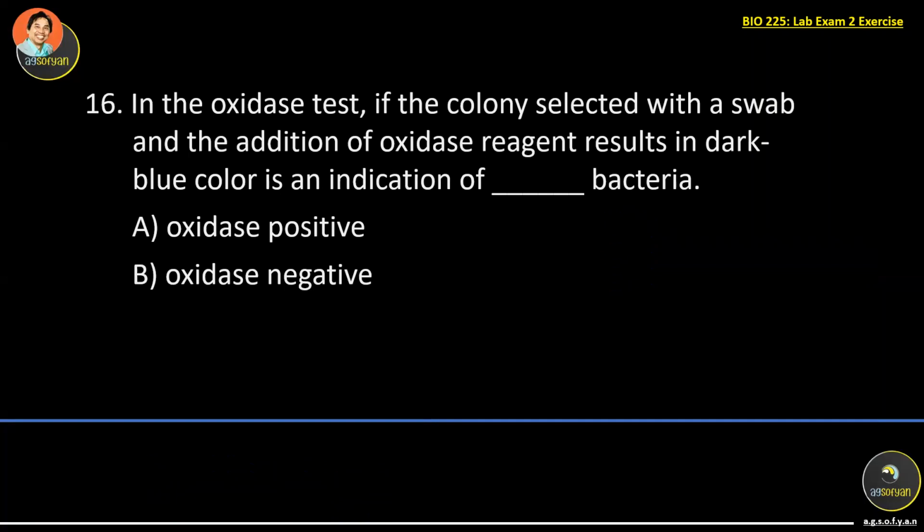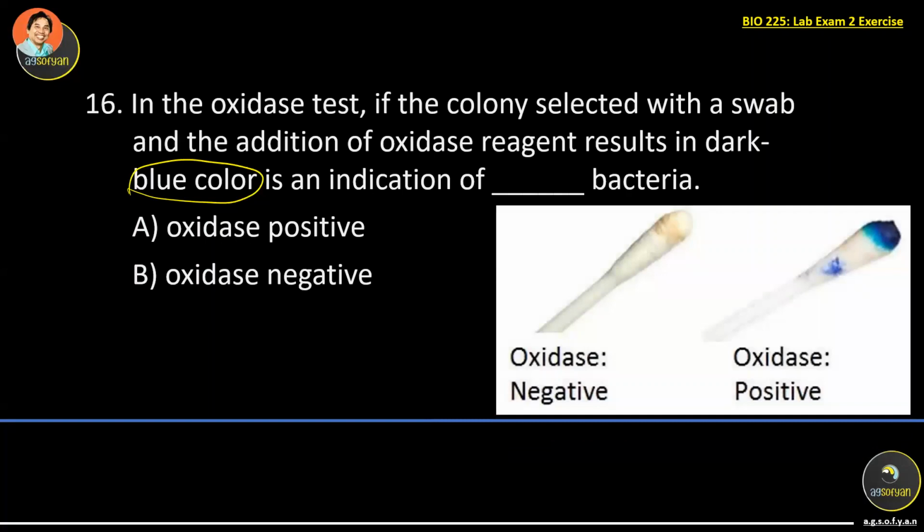In the oxidase test, if the colony is selected with a swab and the addition of oxidase reagent results in a dark blue color, it is an indication of oxidase-positive bacteria. It is an indication that the bacteria are able to perform that reaction. It has the cytochrome oxidase enzyme, and it's going to be called oxidase positive over here. So blue, dark color, positive.